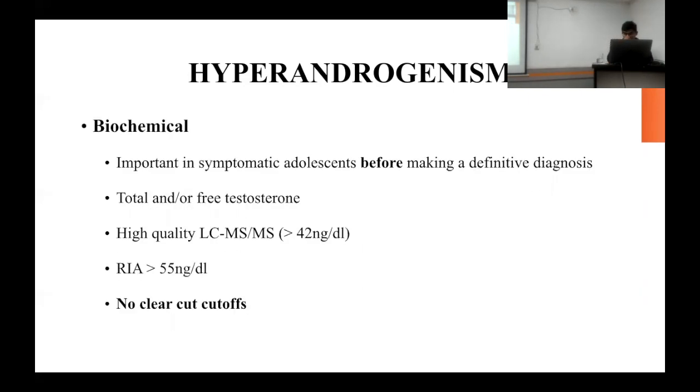Biochemical, now they've mentioned that it is important in symptomatic adolescents before making a definitive diagnosis. So they are saying you do a total or a free testosterone. If you're using LCMS, then more than 42, they mention as cutoff. If you're using radioimmunoassay, it is 55. However, there is no clear cutoff, and they're accepting that it's not mentioned.